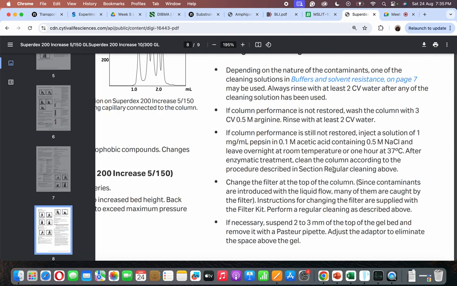If you want to do more cleaning, you can use things like arginine, or you can directly use a protease. So for the enzymatic treatment, they're saying that you should inject 1 mg per ml pepsin. Just inject it into the column and leave it at 37 degrees. Then the pepsin can digest any protein which is stuck in the column, and then you can wash out everything else.